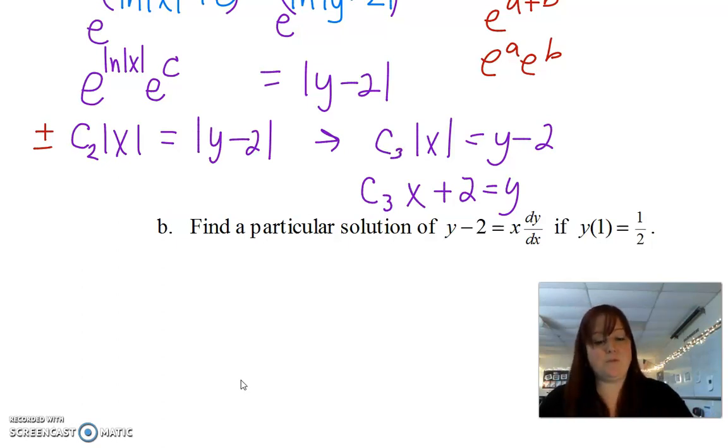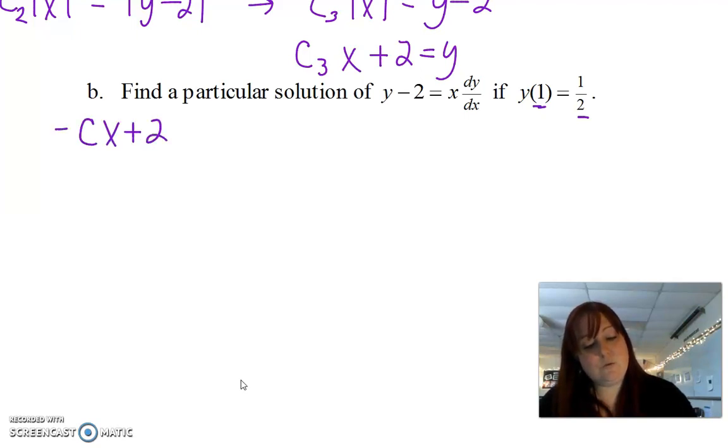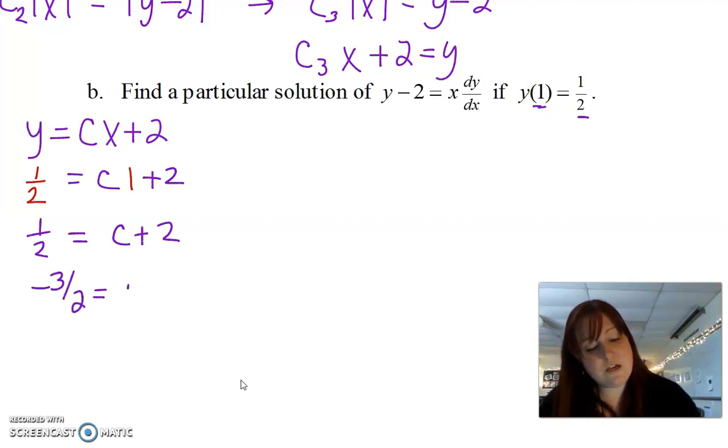So there you go. Now we're looking for our particular solution. What is the particular solution when x equals 1 and y equals 1/2? That just tells us when x equals 1, y equals 1/2. So I have cx plus 2 equals y, and y equals 1/2. Then c times 1 plus 2. So 1/2 equals c plus 2. So I subtract 2 from both sides, and I get -3/2 equals c.